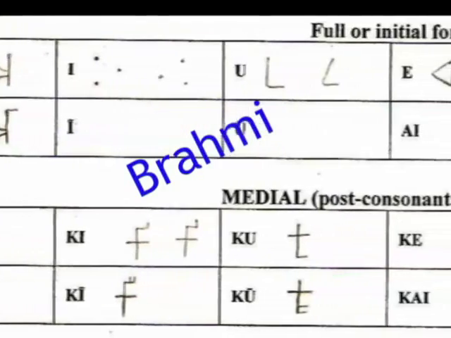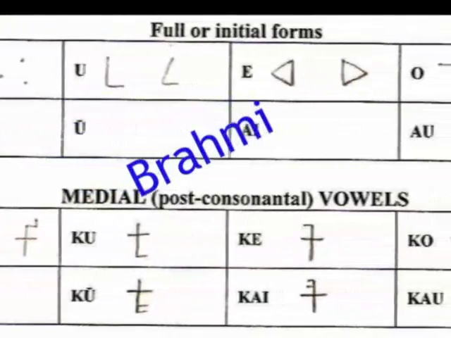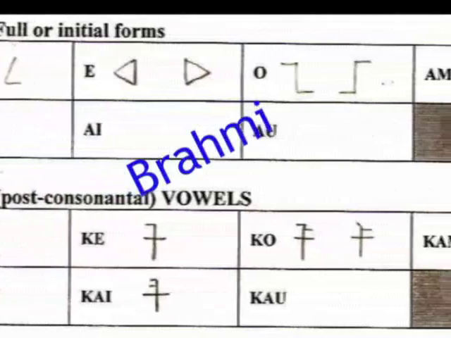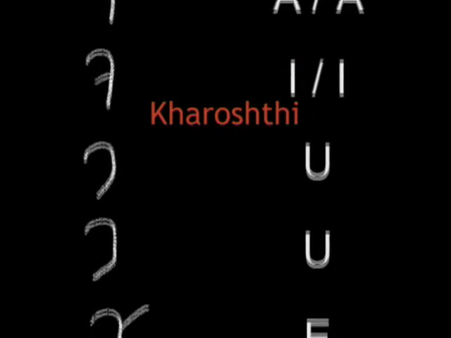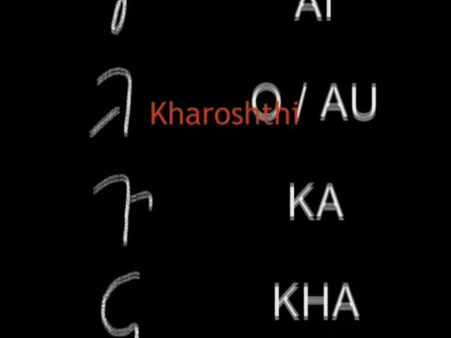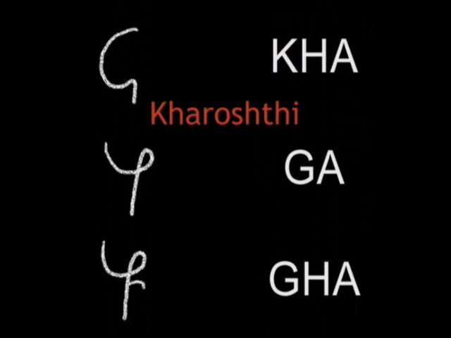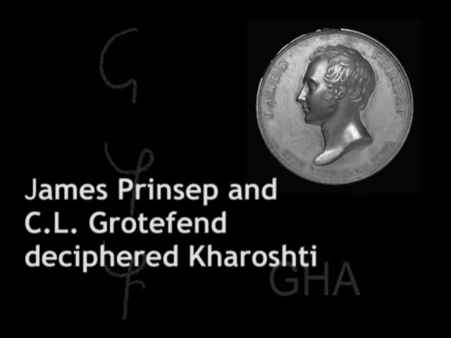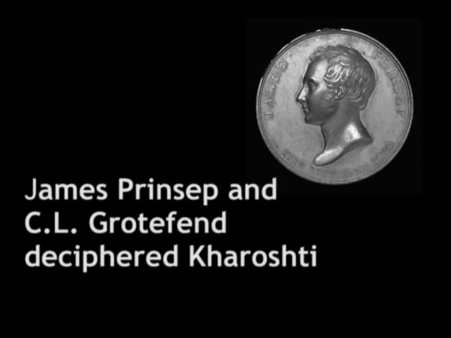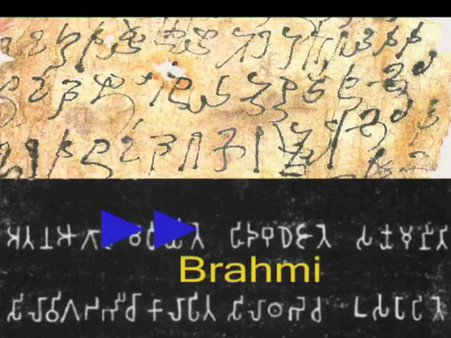The decipherment of Brahmi was followed almost immediately by the decipherment of another script, Kharoshthi. This time, James Prinsep and another scholar named C.L. Grotefend shared the credit equally, although they worked separately. Kharoshthi is written from right to left.